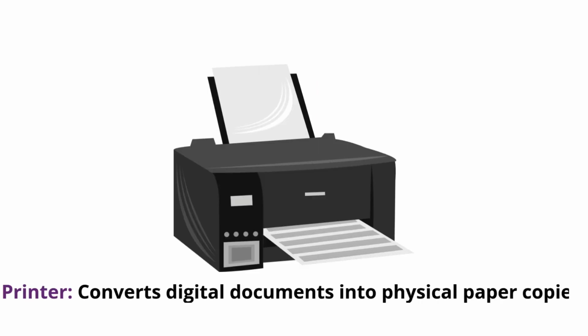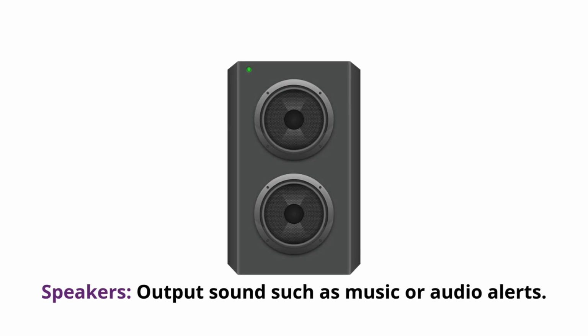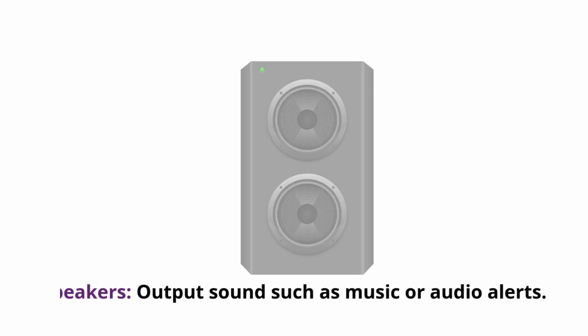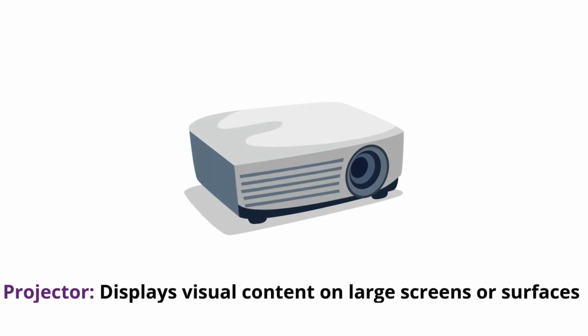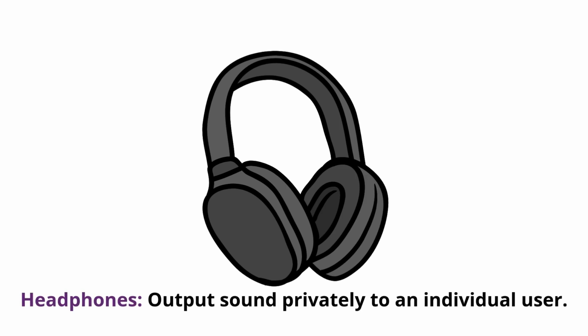Printer, converts digital documents into physical paper copies. Speakers, output sound such as music or audio alerts. Projector, displays visual content on large screens or surfaces. Headphones, output sound privately to an individual user.